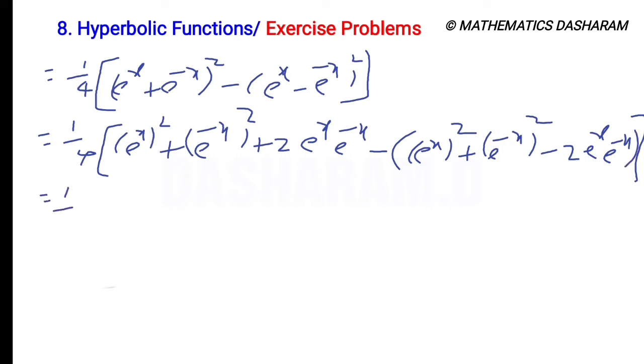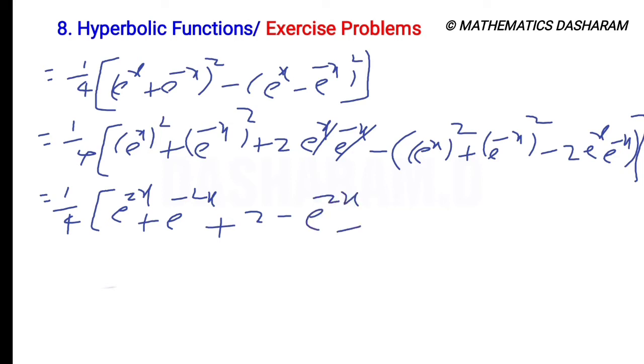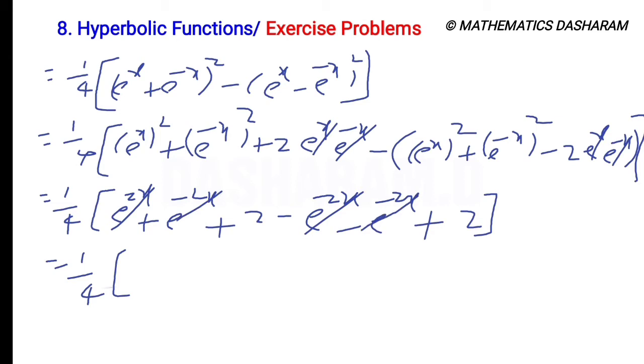So it is equal to 1/4, so it is e²ˣ and it is e⁻²ˣ plus, here eˣ, e⁻ˣ cancel, minus, here remove the bracket, e²ˣ minus e⁻²ˣ, and plus, here eˣ, e⁻ˣ cancel, plus 2. So 1/4 into e²ˣ minus e²ˣ, so 2 plus 2 is 4, so 4 cancel, it is equal to 1, so RHS, so hence proved.